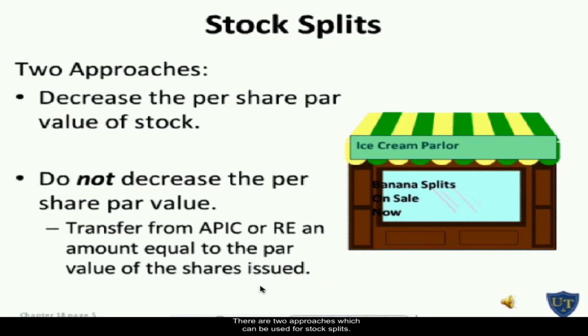There are two approaches that can be used for accounting for stock splits. The first is where the company proportionally adjusts the per share par value of the stock. So in a 2-for-1 stock split, the par value of the stock would be decreased to half of what it previously was. The other approach, and probably the more common approach, is that the company does not change the par value per share. However, what they do is transfer dollars from either contributed capital or additional paid-in capital or retained earnings in an amount equal to the par value of the shares that are issued in the split.